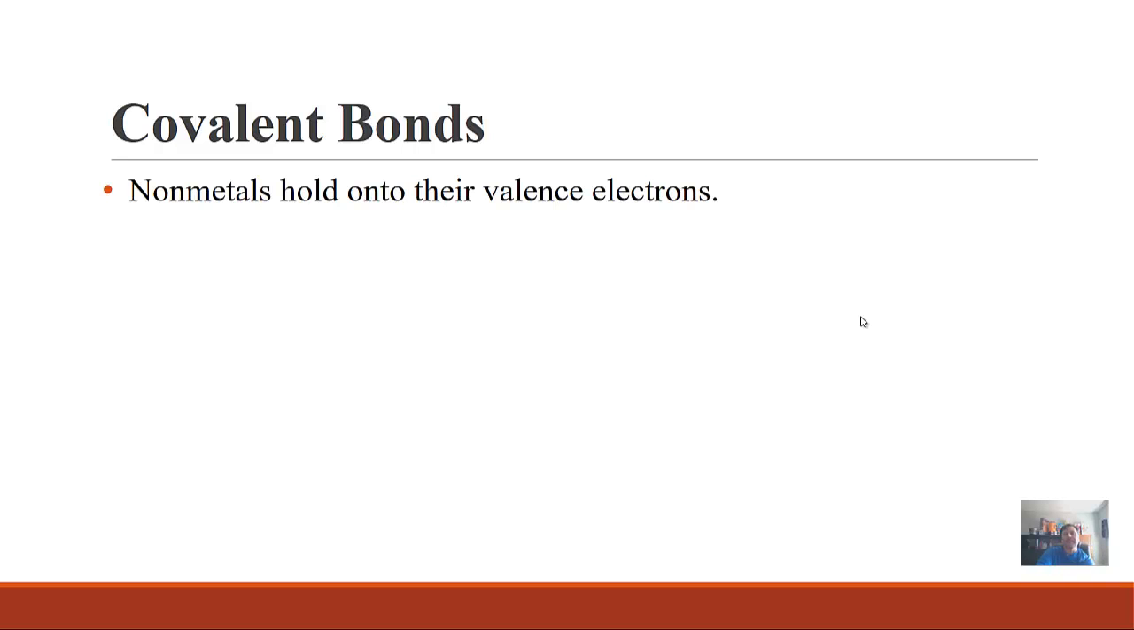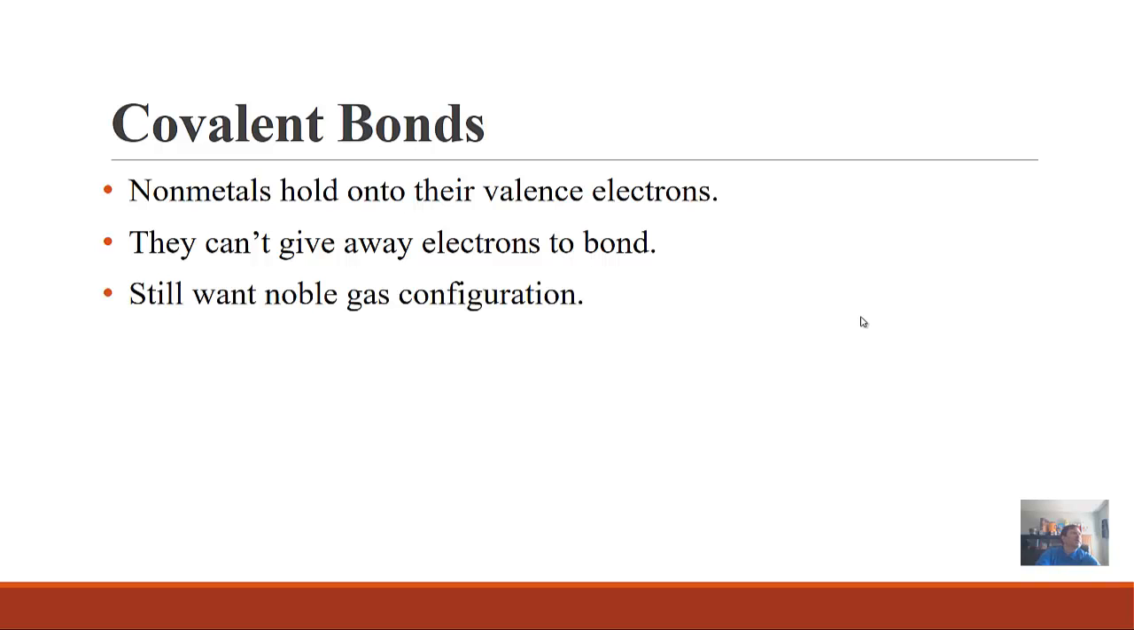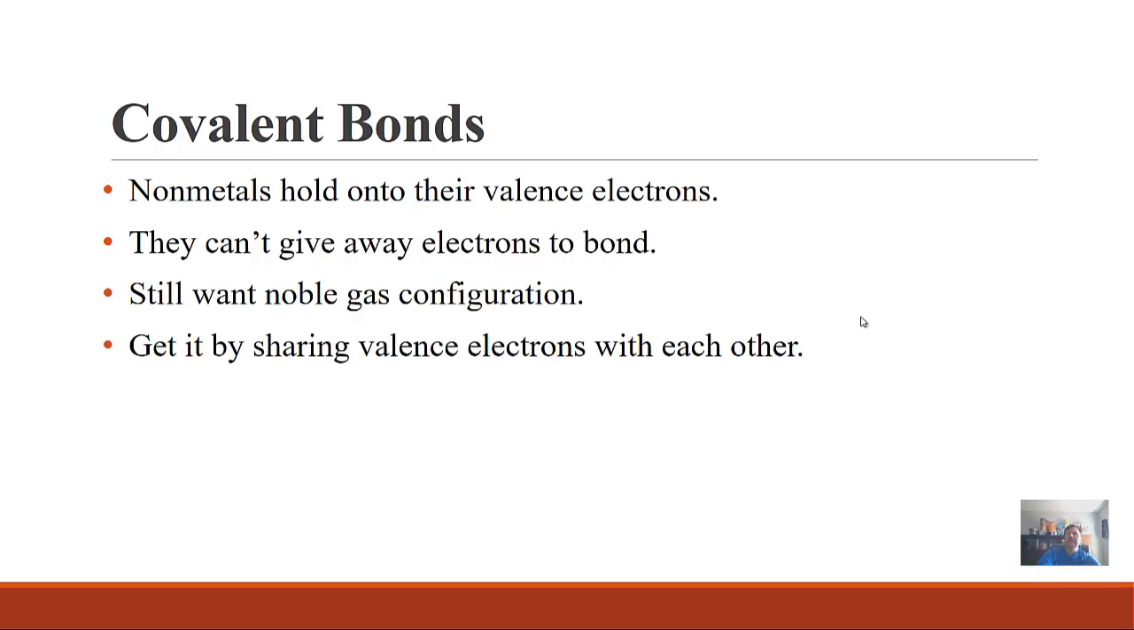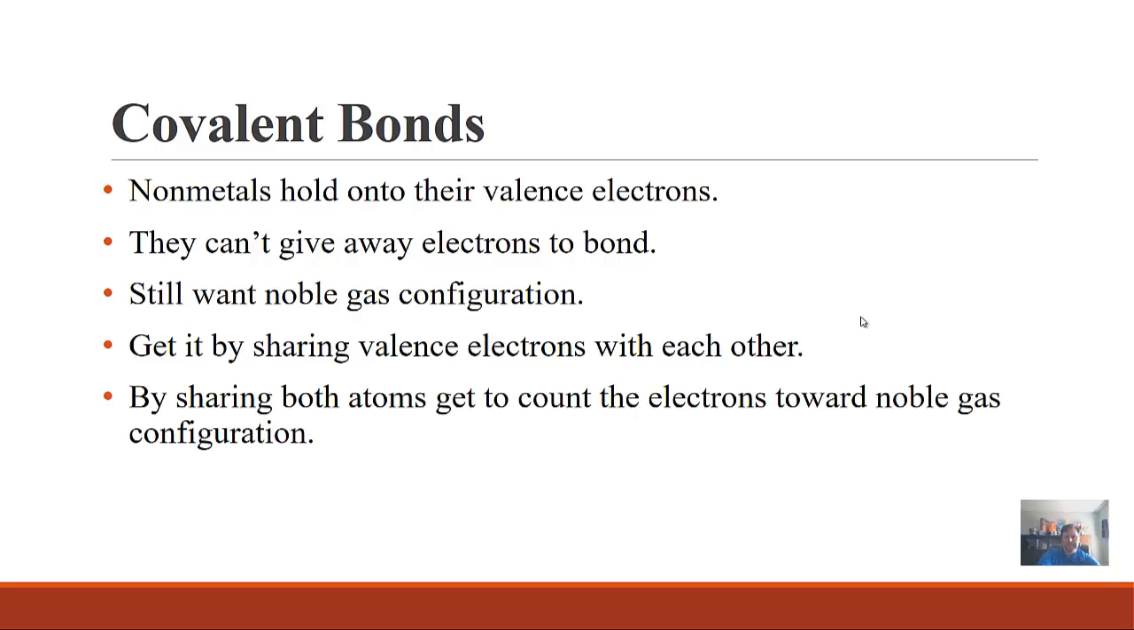Now, covalent bonds, remember, we're talking non-metals, right-hand side of the periodic table, and they have a tendency to hold on to their valence electrons. They don't lose them like metals do. They can't give away the electrons in a bond, so they end up sharing them. Even though they can't give them away, they still want this noble gas configuration, and they get this by sharing their valence electrons with other non-metals to form covalent bonds. But by sharing these electrons, each atom sees itself, let's use that term, as having a full valence shell, and everybody's happy, and it becomes more stable.